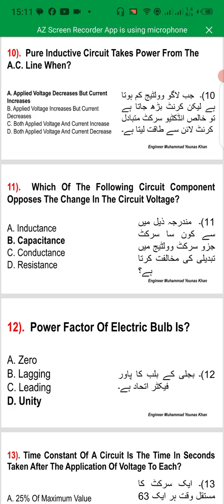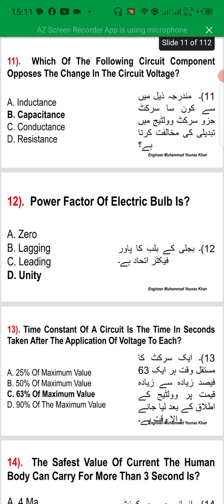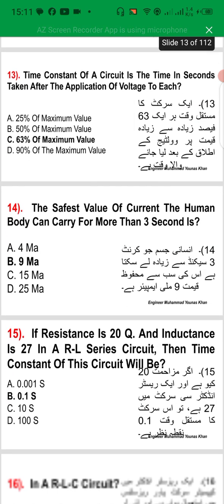A pure inductive circuit takes power from the AC line when applied voltage decreases but current increases. Which of the following circuit components opposes the change in the circuit voltage? Capacitance. Power factor of an electric bulb is unity.